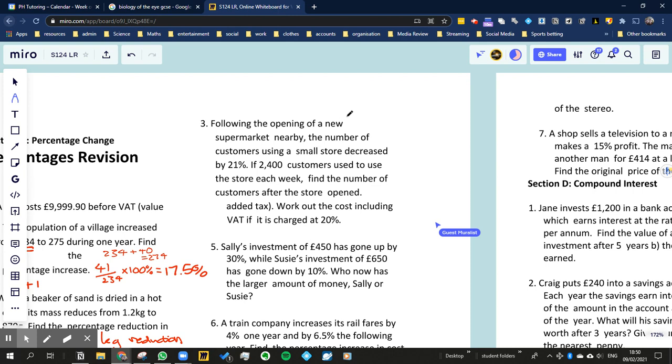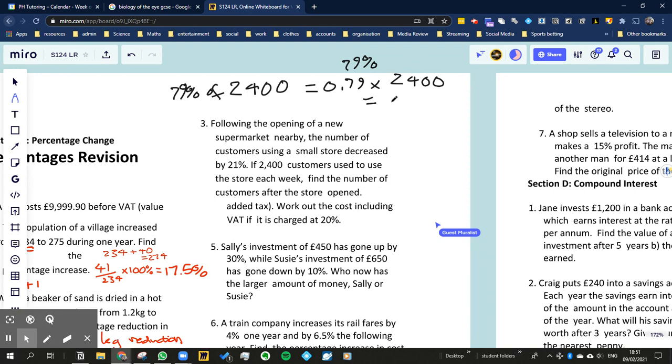So the original is 2,400, and the number of customers using a small store decreased by 21%. So we actually want to go down to, what's it going to be? It's going to be 79%, isn't it? Because if it went from 100% down by 21%, then the new amount is going to be 79%. So actually, we just want to do 79% of 2,400, which is just going to be 0.79 times 2,400.